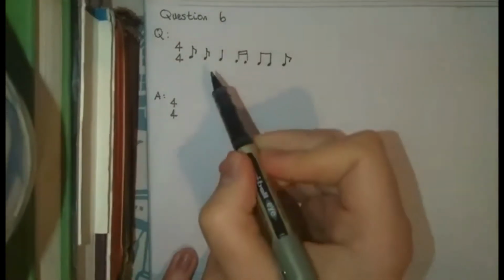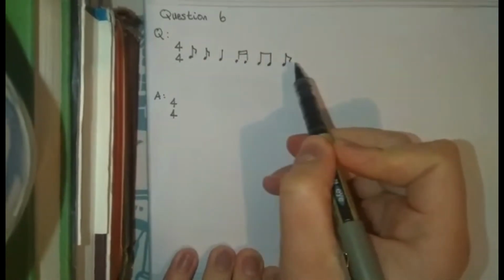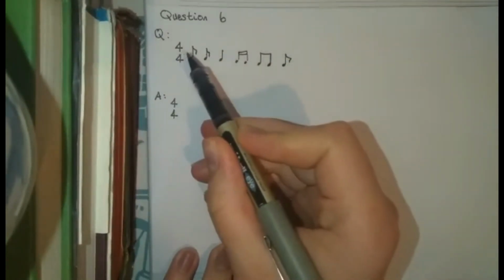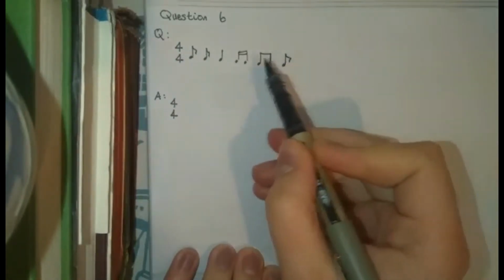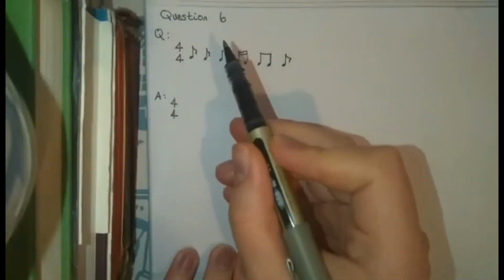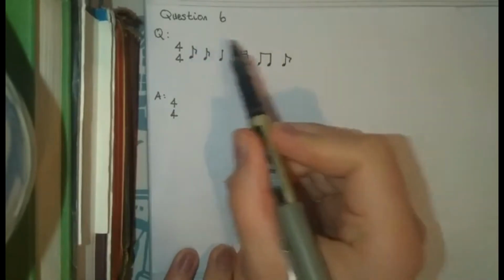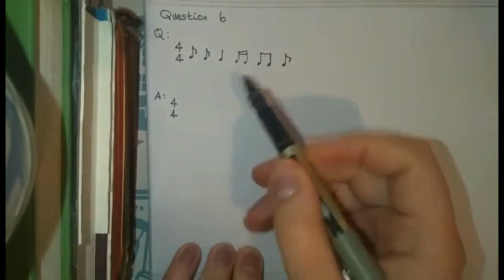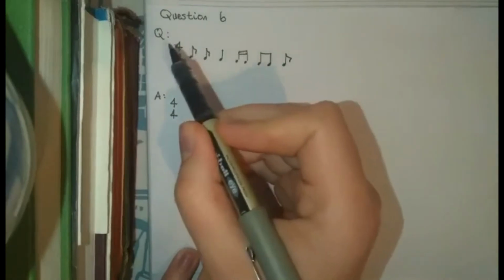So here we have the original question. The first thing to look at is our time signature, and we are in 4/4, so 4 crotchet beats in this bar. And that means all of our beaming must be within 1 beat. So we can't have any beams going across beats. We have to work from left to right.